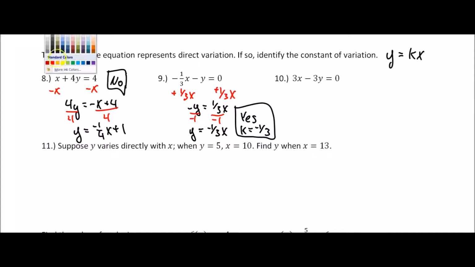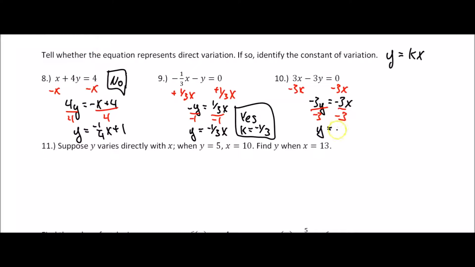The next one, again, I'm going to rearrange this thing. I'm going to solve it for y. So I'm going to subtract the 3x from each side. And then I'm going to divide by that negative 3. So I'm just solving it for y. So it's the same thing I've done in the previous examples. But this time I'm seeing if it's direct variation. So that gives me a positive 1x.